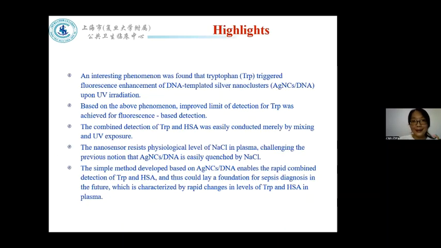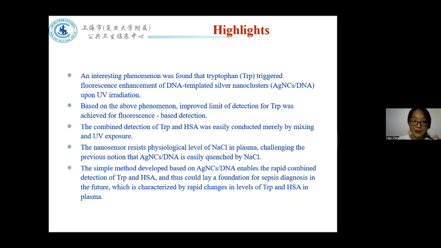In the end, I want to give some highlights. Firstly, an interesting phenomenon was found that tryptophan triggered fluorescence enhancement of DNA-templated silver nanoclusters upon UV irradiation. Based on this phenomenon, an improved detection limit for tryptophan was achieved for fluorescence-based detection. Thirdly, the combined detection of tryptophan and HSA was easily conducted merely by mixing and UV exposure.